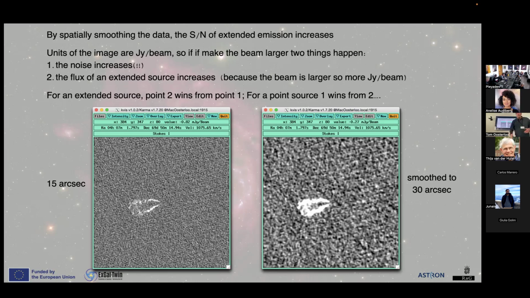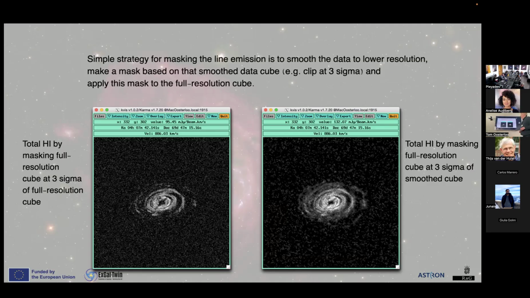So what you do in general is you take your data cube, you smooth it to lower resolution, typically a factor 2. You determine the noise properties of that smoothed cube, and you define a mask, say 2 sigma, 3 sigma, whatever number. That mask you define on the low resolution cube, but you apply it to the high resolution. So you don't lose the resolution in your data. And this is then what you get.